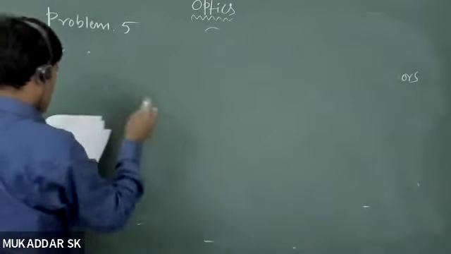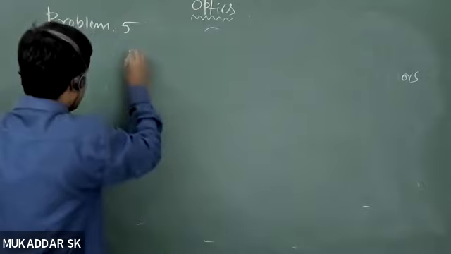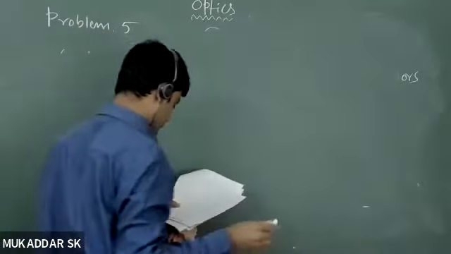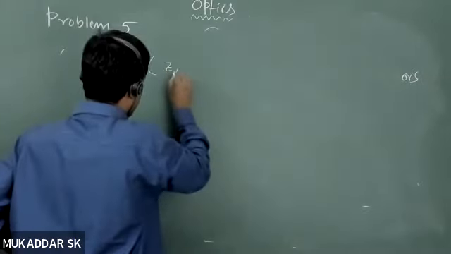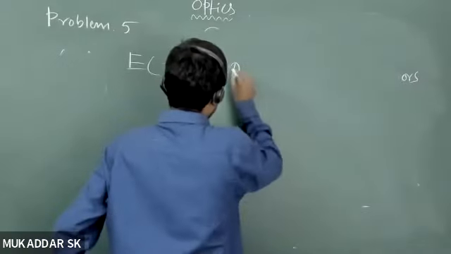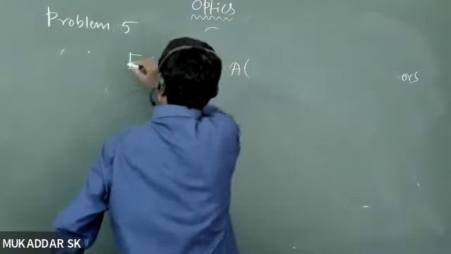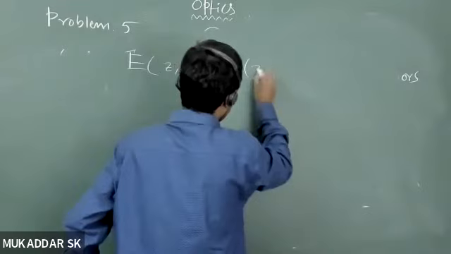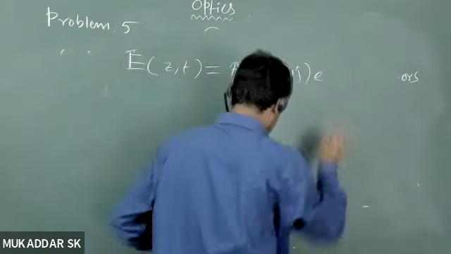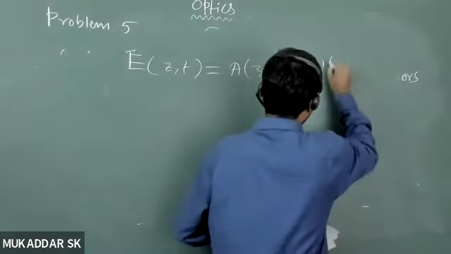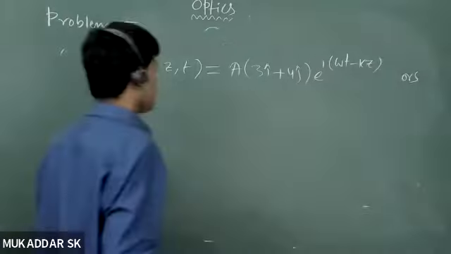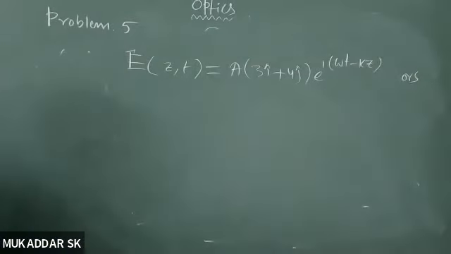So what is the question they have given? They have given that the electric field of the incident ray is a function of z and t. The electric field of the incident ray is A(3i + 4j) exponential i(ωt − kz). So this is the electric field of the incident ray.